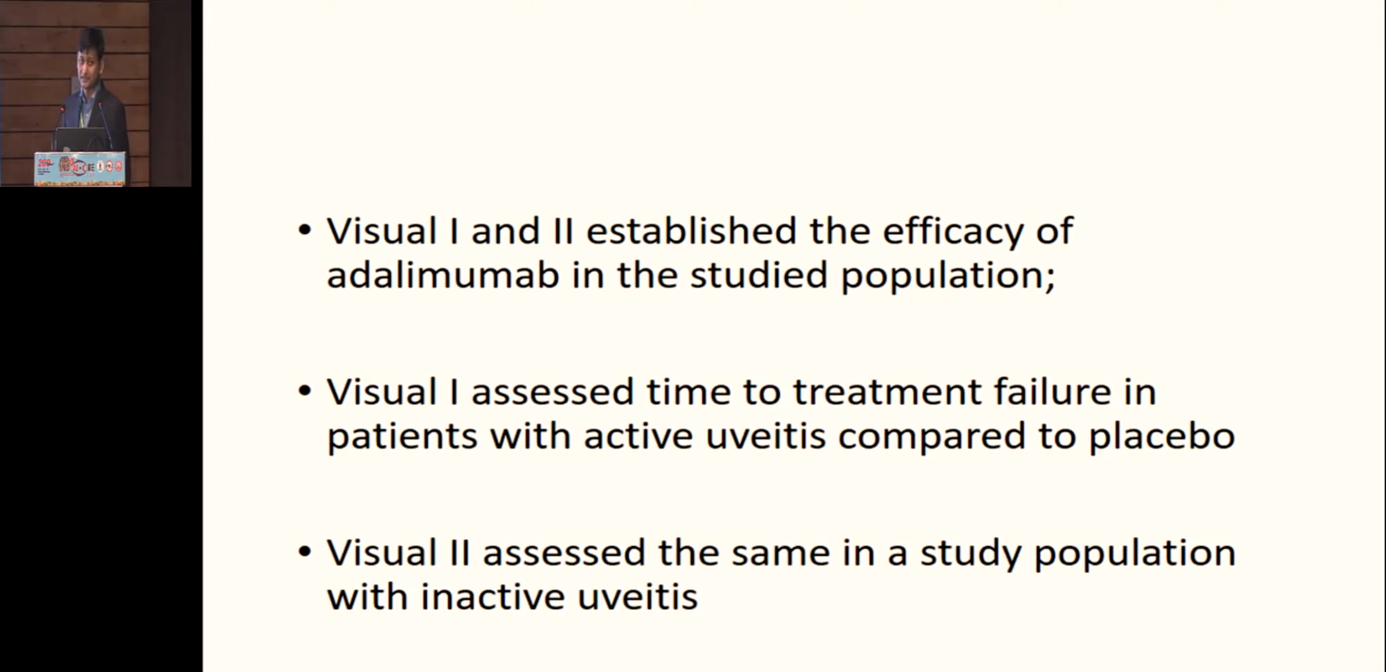In VISUAL 1 and 2, the patients were given steroids at a tapering dose for 6 weeks, and then it was stopped, and the time to treatment failure was measured. In VISUAL 1, 60% of patients achieved control, but this also points out that 40% of patients didn't. As of now, there is no treatment that is 100% effective in uveitis. VISUAL 2 assessed the same. Since the patients were already inactive, a higher proportion, 83% of patients, achieved quiescence.